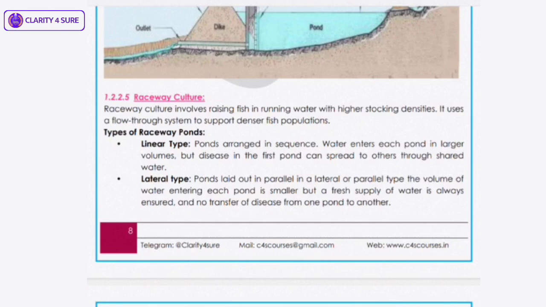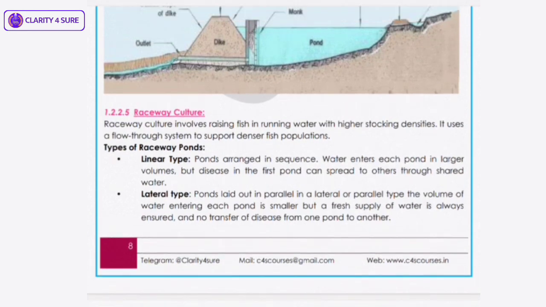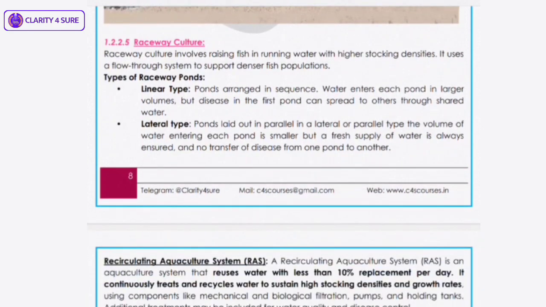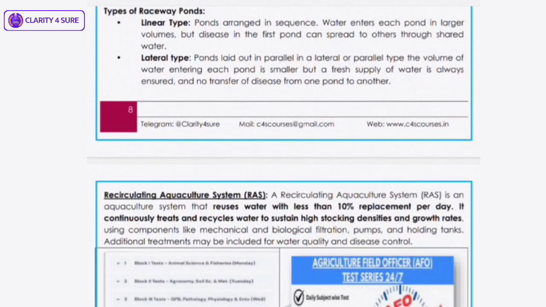Now there are two types of raceway ponds. Number one is linear type. Ponds arranged in sequence. Water enters each pond in large volumes, but disease in the first pond can spread to others through shared water. Number two is lateral type. Ponds laid out in parallel in a lateral or parallel type. The volume of water entering each pond is smaller, but a fresh supply of water is always ensured and no transfer of disease from one pond to another. So you can see lateral type is more advantageous.